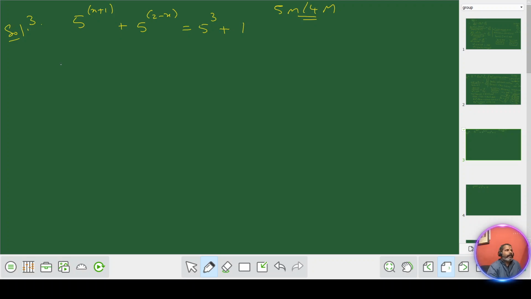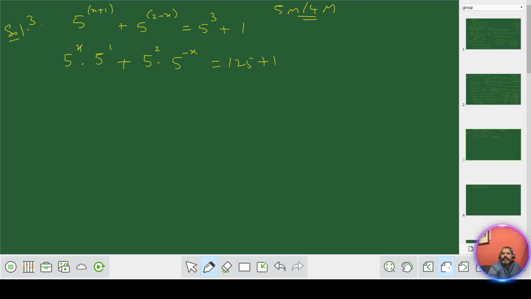Let's see. Very interesting. Here, 5 to the power x plus 1 plus 5 to the power 2 minus x equal to 5 cube plus 1. Okay. Here, we should know a to the power m into a to the power n is a to the power m plus n, right? That form is there, RHS form. You have to write in the LHS form. See, 5 to the power x into 5 to the power 1 I can write, plus 5 to the power 2 into 5 to the power minus x we can write. This we can expand it, write it.